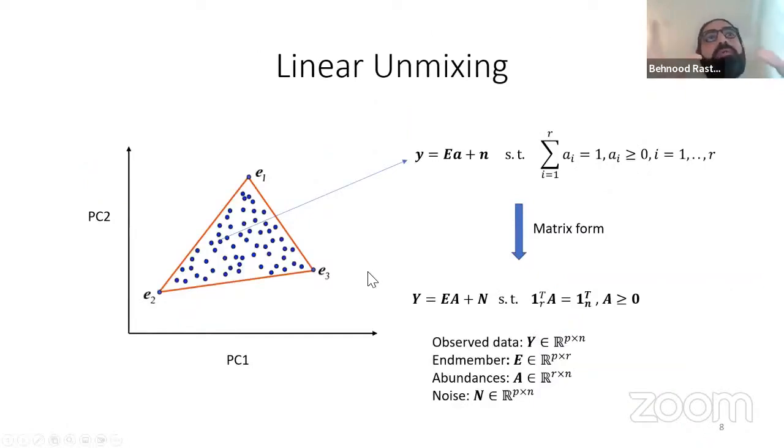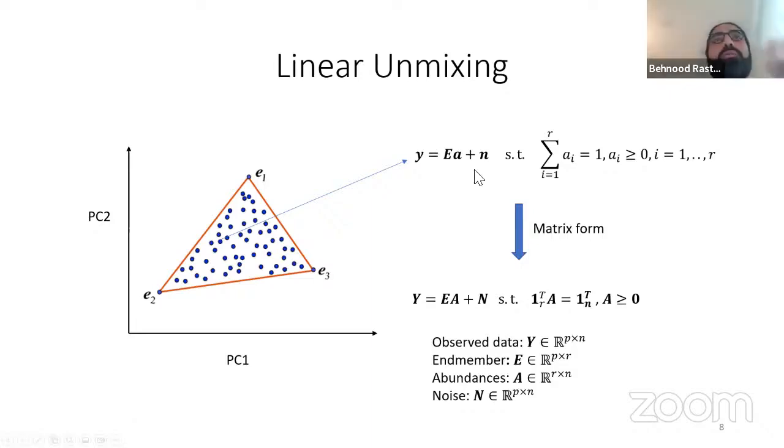So now let's assume that we have so many of these pixels, and this is a projection of those pixels, and we have three materials, and these are the endmembers of the materials. So each of these pixels you can model using this formula here, where E is a matrix which contains the endmember vectors, and A is the abundances. And as we already discussed, the summation of the abundances is equal to one, the abundance sum to one constraint, and each of them should be greater or equal to zero. That's the non-negativity constraint.